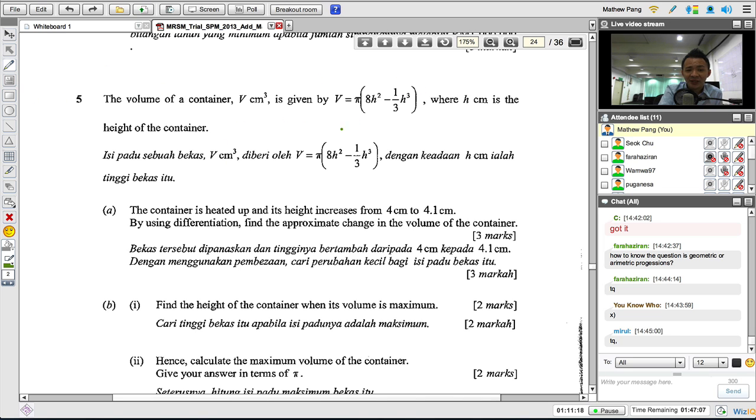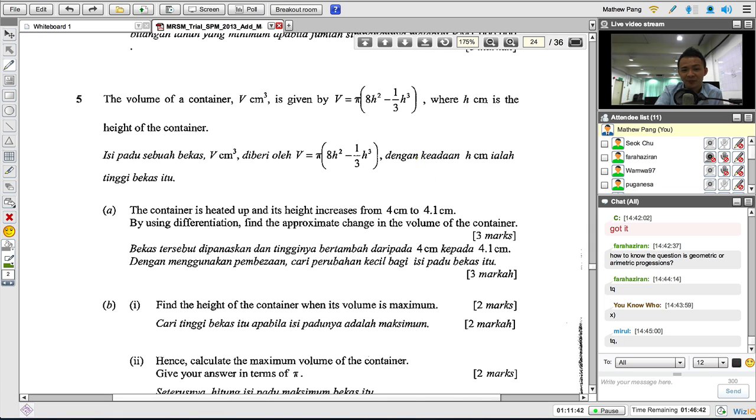Alright, over here, he gives us a volume formula. He said this one is the volume of a container, and h is actually the height of the container. The container is heated up, and the height increased from 4 to 4.1. By using differentiation, find the approximate change of the volume. So basically you want to find the approximate change of the volume.